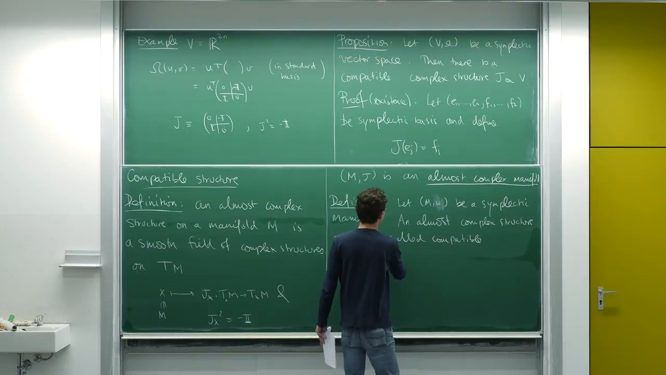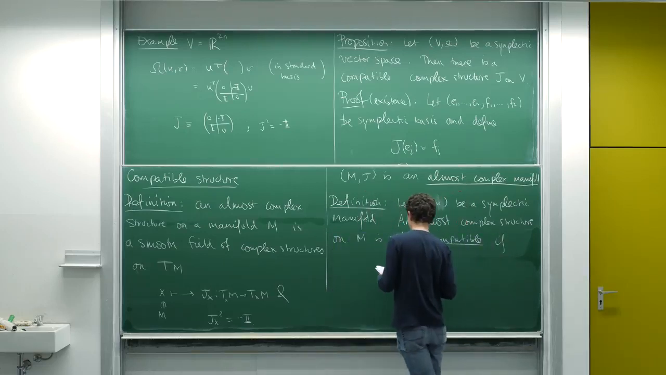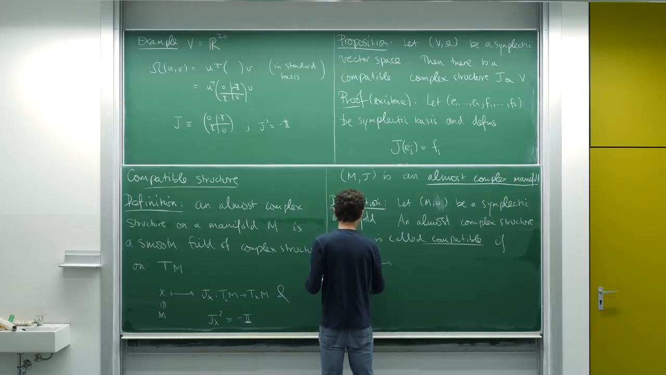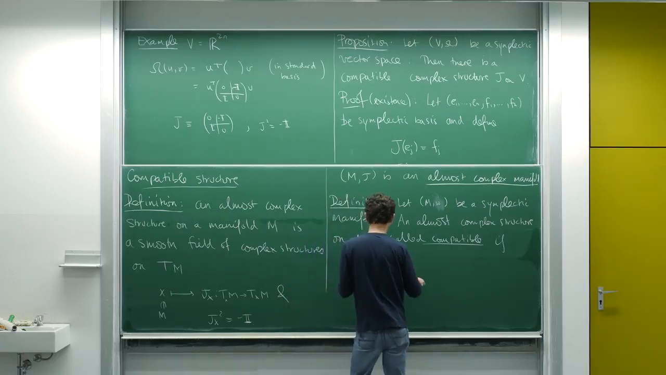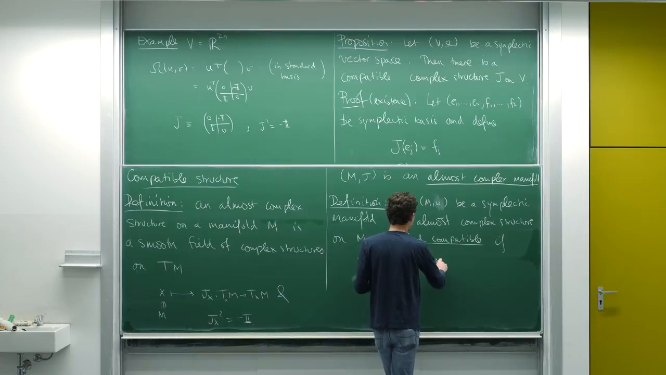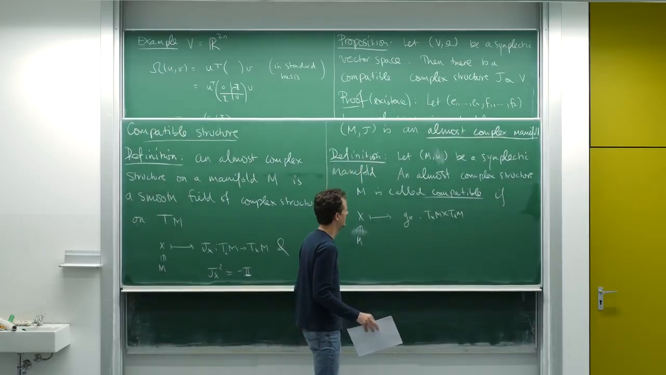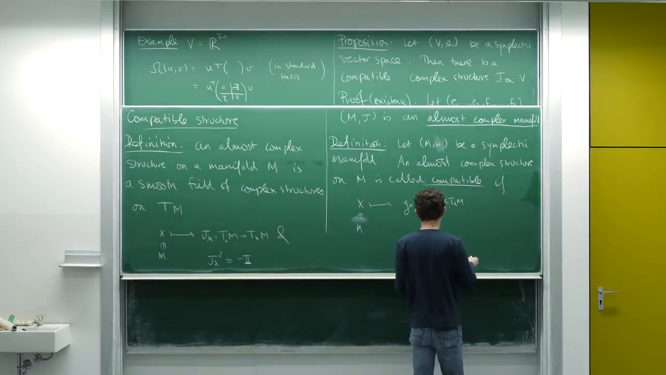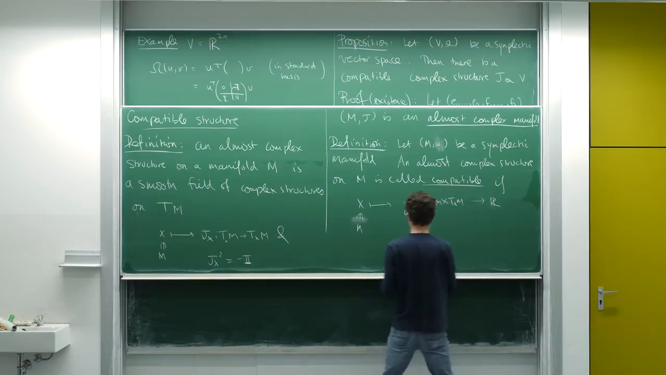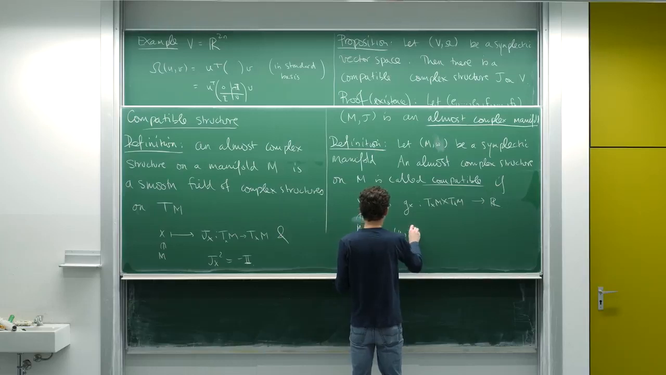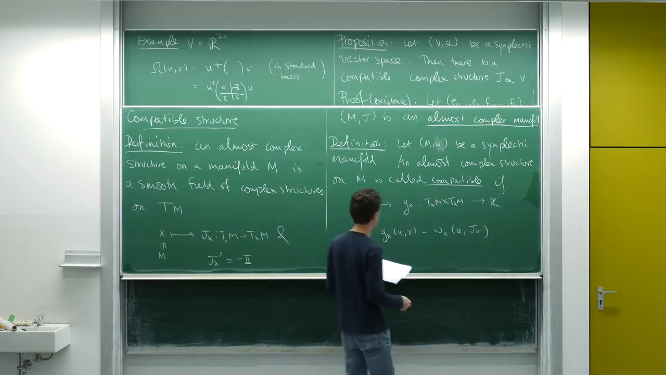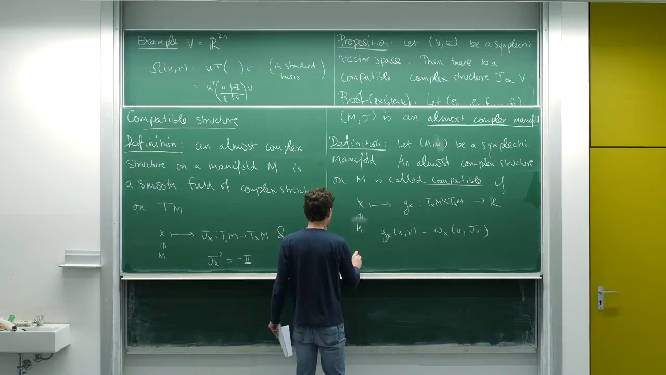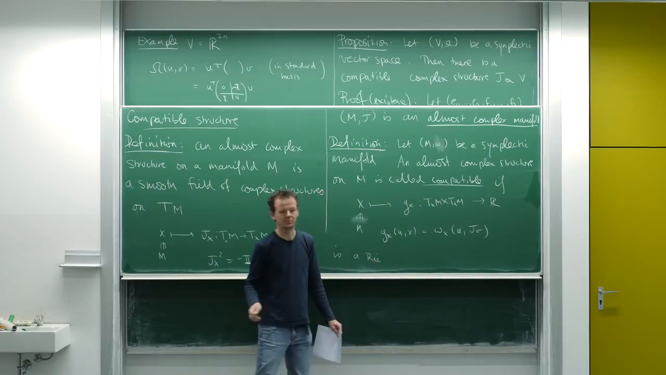So an almost complex structure is said to be compatible if for every x in the manifold we have this assignment of a positive bilinear form on tangent space, just as we did for the vector space case. And what do we call a positive bilinear form on tangent space? Well, we call it a Riemannian metric.